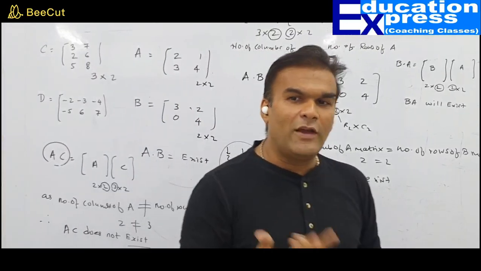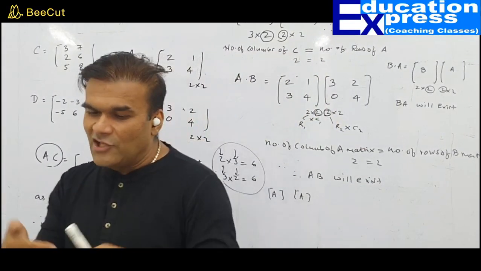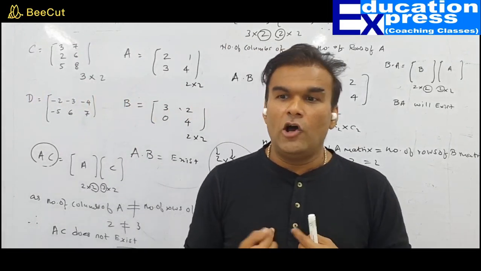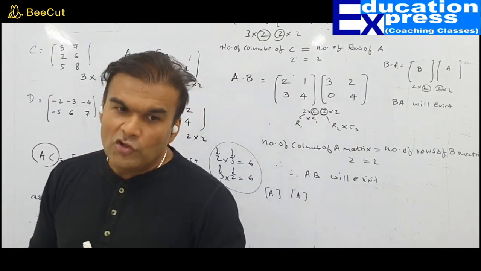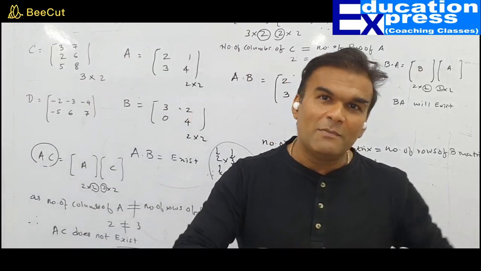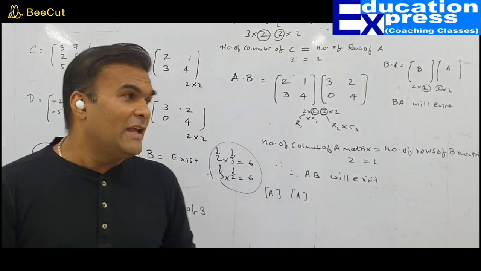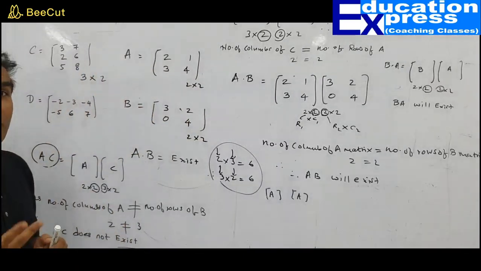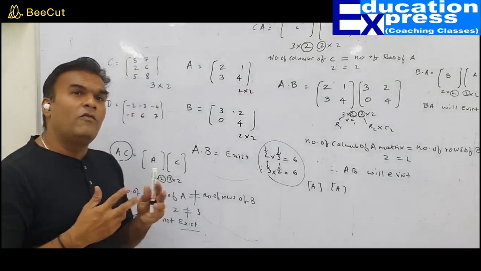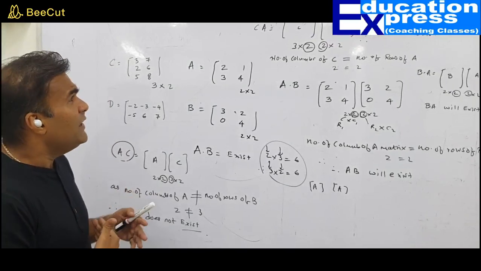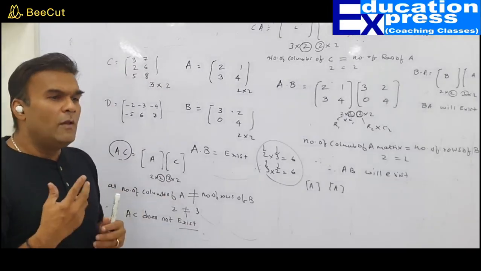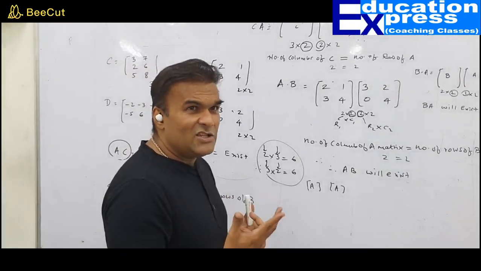Each matrix will decide for itself which matrix it can gel with. You cannot force anyone on me. I should make a choice of my own friends. Just because someone is sitting next to me does not mean that someone is my friend. In the same way, each matrix will make a choice of its own partner, whether it has the affinity to gel, to multiply and give you the desired product. So this was the first rule for finding out whether the product exists or does not exist.